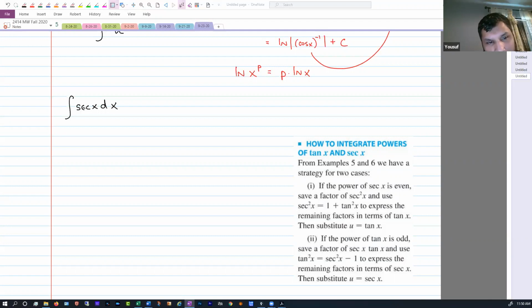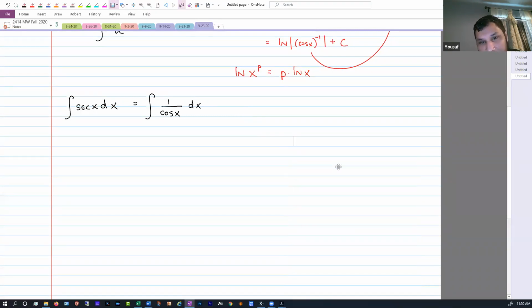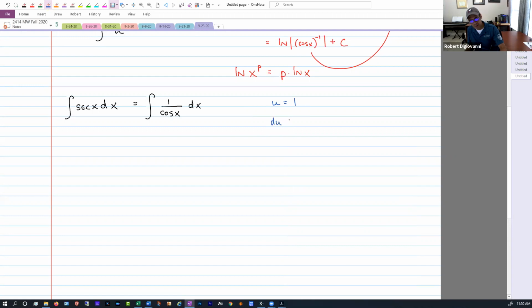I tried writing it as 1 over cosine x times 1 dx, and then did a u substitution with 1, and got du equals dx. That's where I got stuck. Wait, you let u be what? Just 1. Okay, well, if you do that, then du is not dx. du would be 0 dx, because the derivative of 1 would be 0. So that's not going to work.